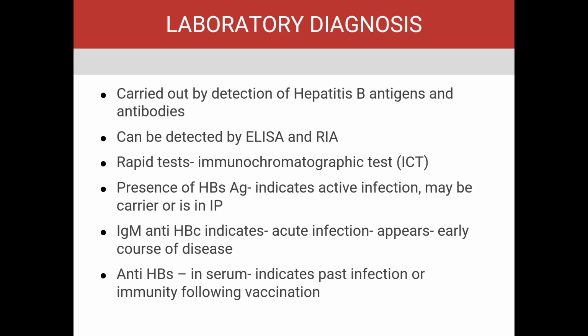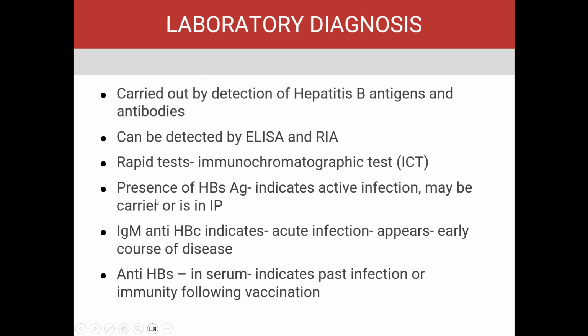Next, laboratory diagnosis. Laboratory diagnosis is important. It is done by detection of hepatitis B antigens and antibodies. So how can these antigens and antibodies be detected? They can be detected using ELISA or RIA, radioimmunoassay. There are also rapid tests, which give results in a short span of time, such as the immunochromatographic test.